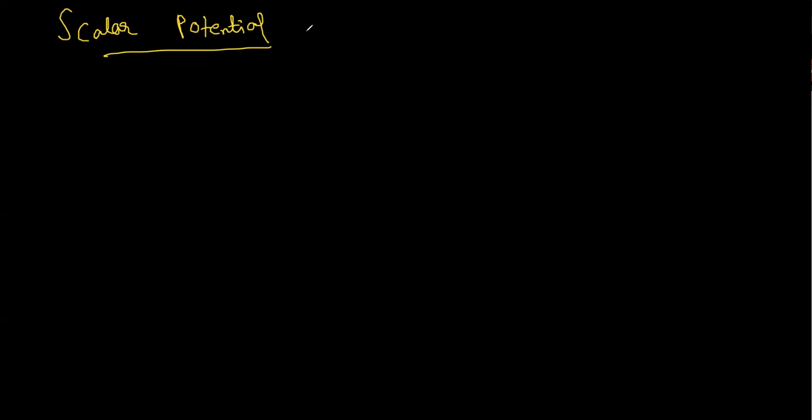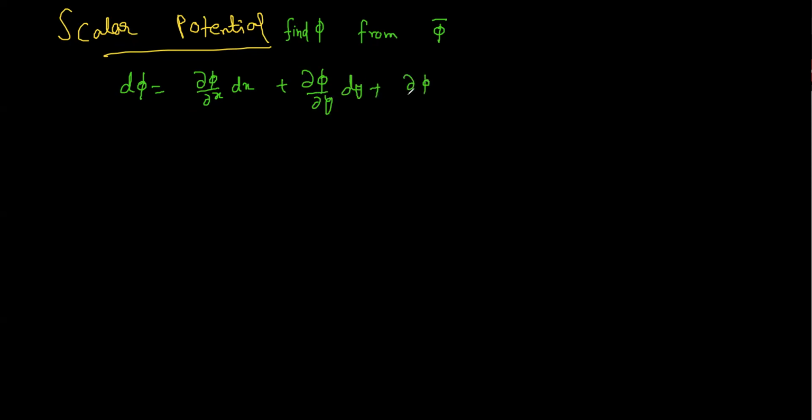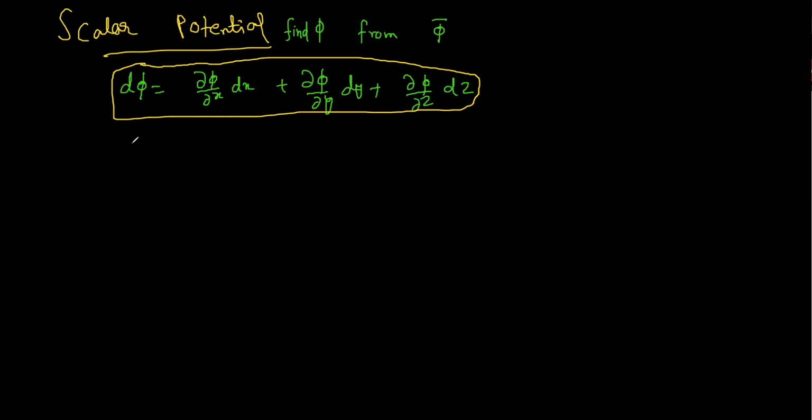So scalar potential is phi. Finding phi from a vector function. Okay. How? You have to use this formula. d phi is equal to del phi by del x dx, del phi by del y dy, del phi by del z dz. Based on this formula, you can find a scalar function from a given vector function.